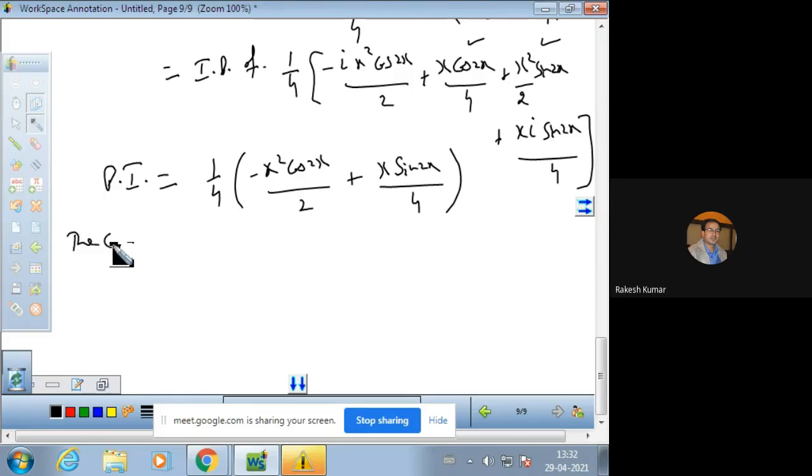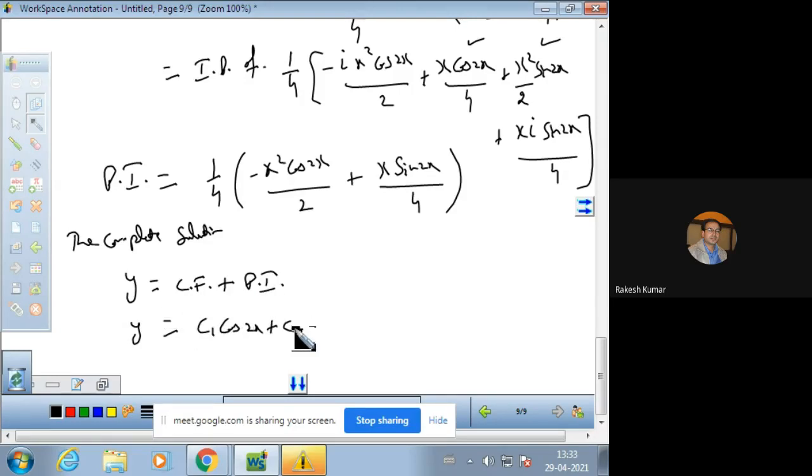Now you can write down the complete solution, and the complete solution is y is equal to CF plus PI. So complementary function plus a particular integral is the complete solution. So that will be c1 cos of 2x plus c2 sine of 2x, and that will be minus x square over 8 cos of 2x, and that will be x over 16 sine of 2x. Now this is the solution of the given differential equation.